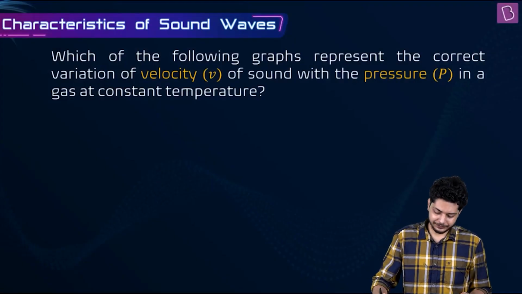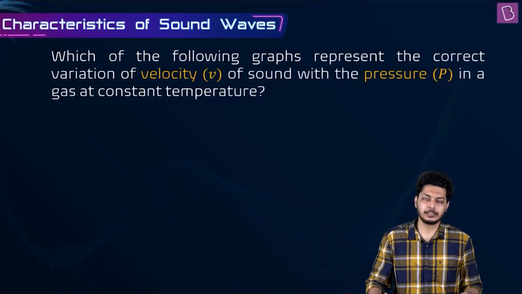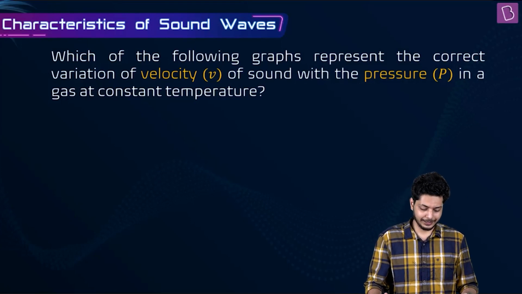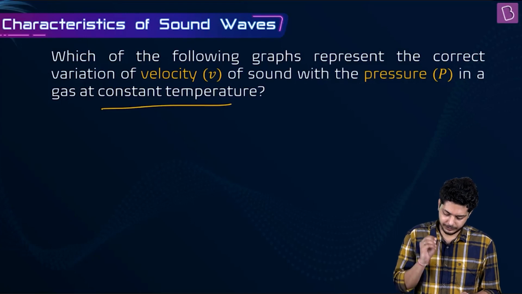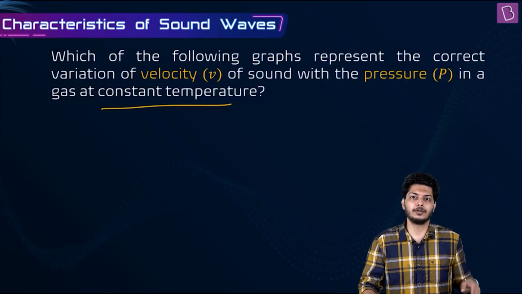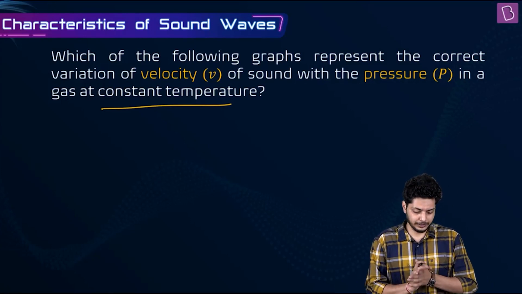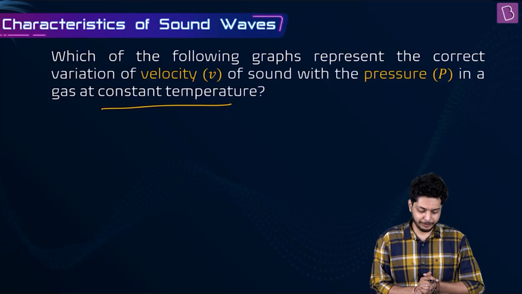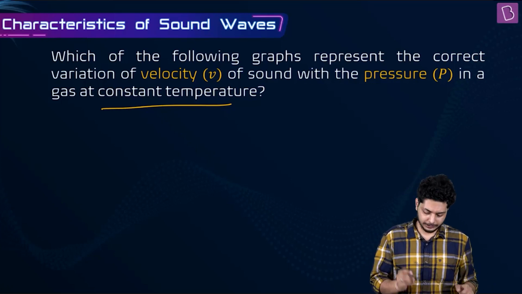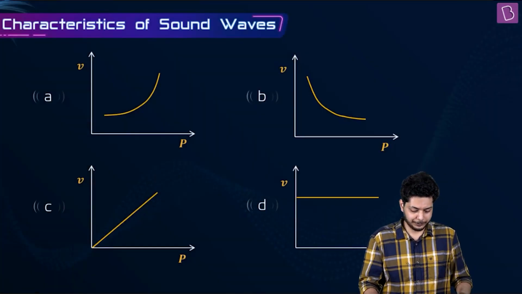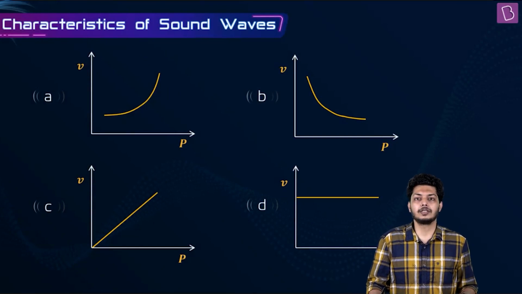Which of the following graphs represent the correct variation of velocity of sound with the pressure in a gas at constant temperature? Constant temperature, mark these words. We will use it while we are analyzing, while we are using our equations. And here we have our options. Closely look at the options and try to analyze which one can be correct.